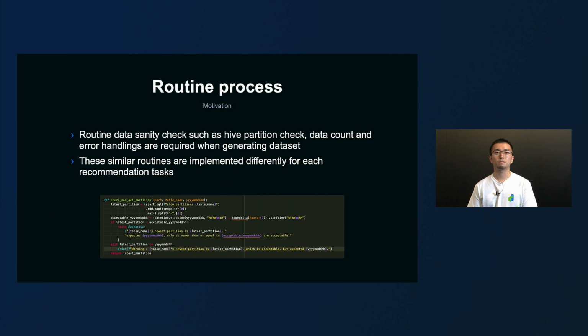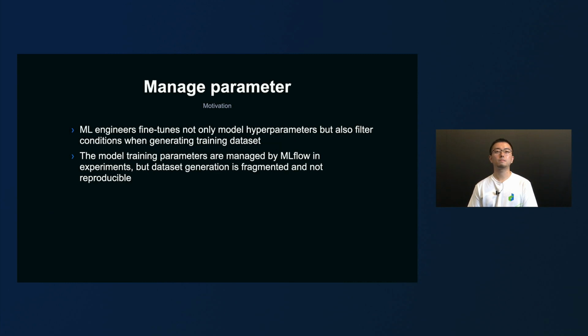There were also problems in the experiment stage. The data was not reproducible in the experiments. The machine learning engineers tend to fine-tune not only model hyperparameters, but also filter conditions when generating the training dataset. In ghee-models, the hyperparameters that were used in the training remain in MLflow, but the conditions used for data generation are gone. Therefore, the features when tested with different data are not present. So in some cases, the tests weren't reproducible.